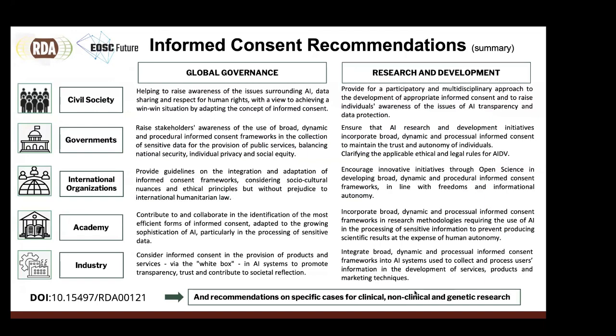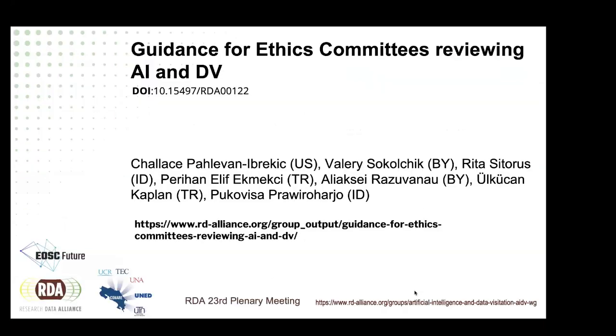I'll give you a quick summary here, where you can find yourself in this grid and within the text of the output in great detail about if you're within a governmental agency and you're looking at a global governance concern for informed consent, do you need to raise stakeholders' awareness of the use of broad, dynamic, and procedural informed consent frameworks in the collection of sensitive data, or in the context of research and development? And you can find your way through the grid to access the information in this output. Next, we have guidance for ethics committees or institutional review boards reviewing AI and DV projects.